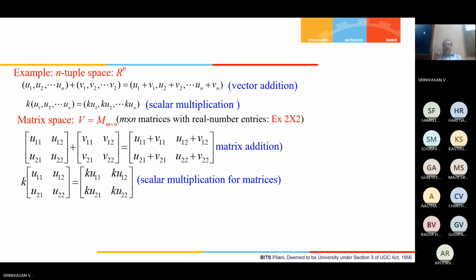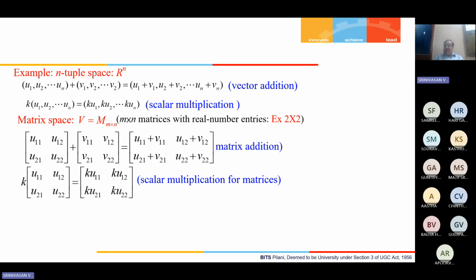In each vector, the first components will be added up: U1 plus V1, comma, U2 plus V2, comma, and so on, up to Un plus Vn, so that you have n components. Then scalar multiplication. K times vector U, that is U1, U2, up to Un, is KU1, KU2, up to KUn. Here again, you have an n-tuple. Each component is the vector component multiplied by the scalar.